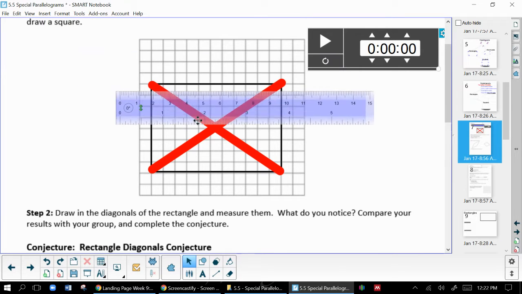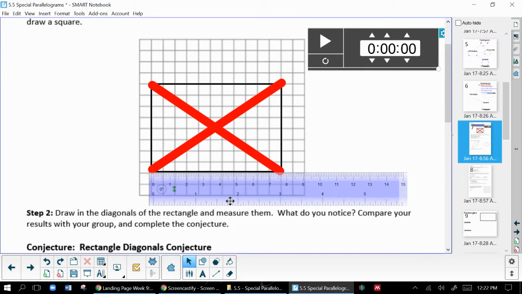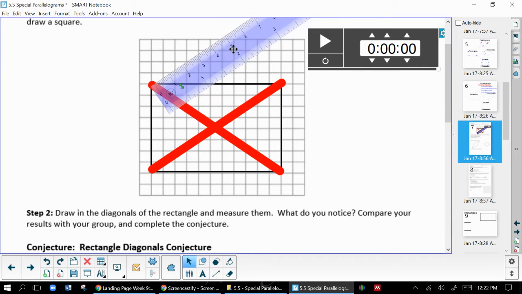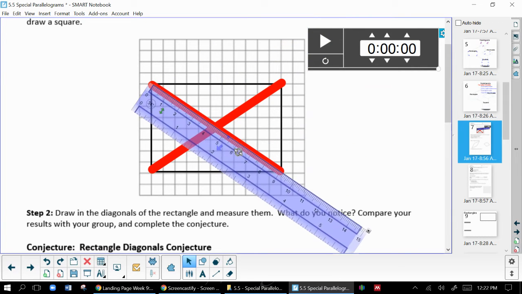So if I measure one of these, I'm going to go from one corner of my rectangle to the other, and I'm just going to make my ruler a little bit longer so it's a nice number. I know you can't do that in real life, but whatever. So that one is 9 centimeters long going that way. Now I'm going to measure it this way, and you'll notice also 9 centimeters long.